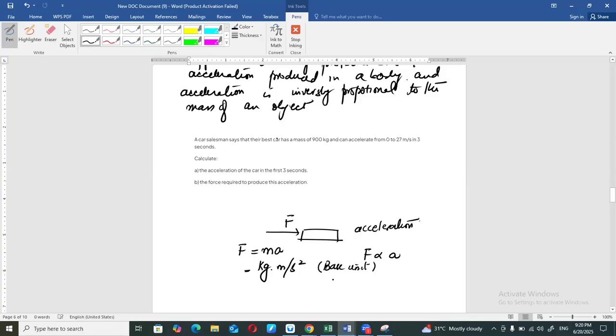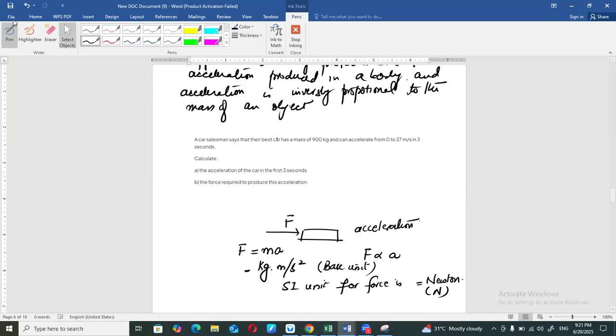But remember that the SI unit of force is Newton. As the name suggests, the scientist Newton gave his own name to this unit. All right, so this is what Newton's second law is all about. He actually explained it, and that's why he put his name on it.